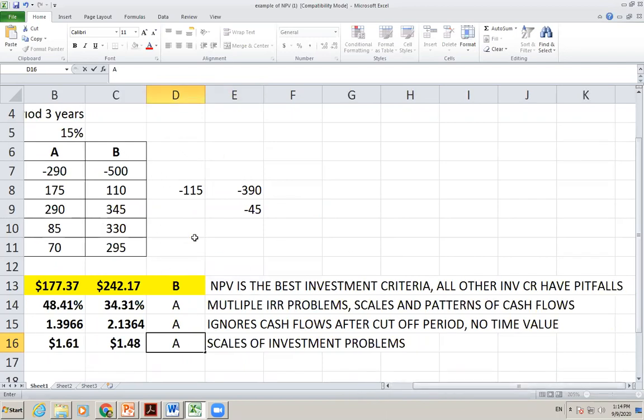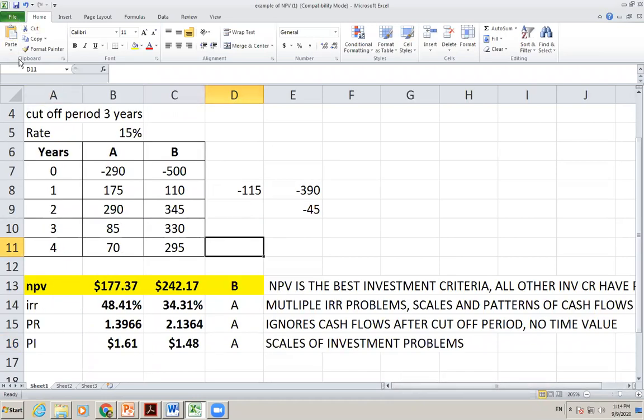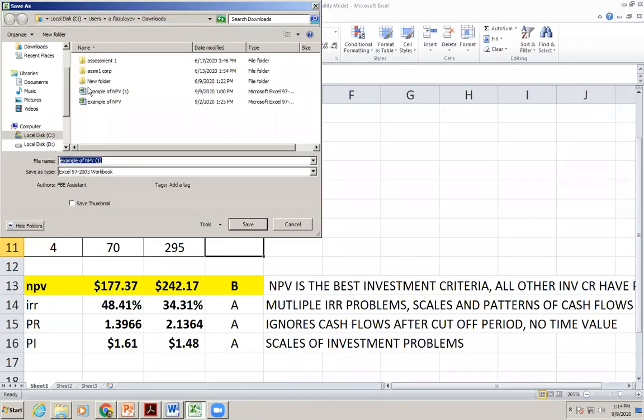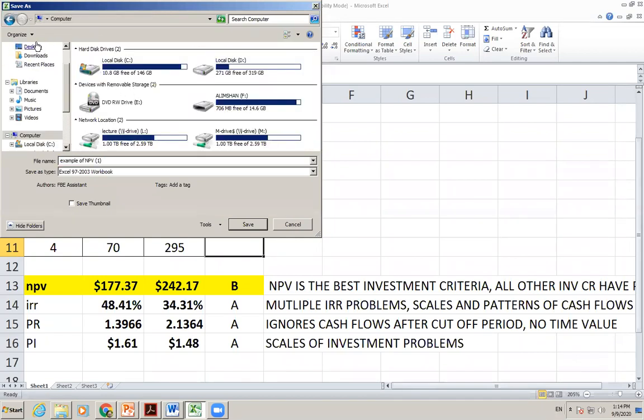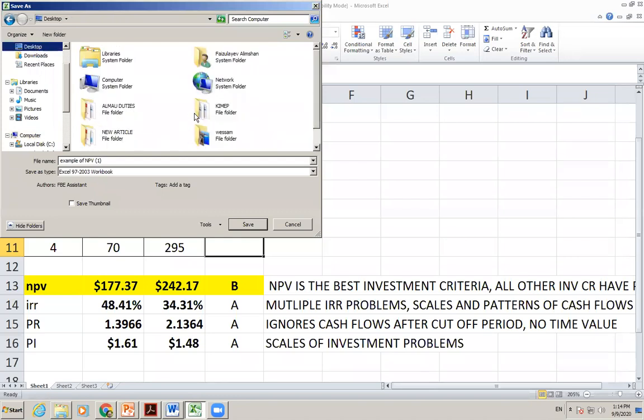This Excel file will be uploaded to the Moodle, okay? I'm gonna save it. Let me just save it again, because there is some issue related to that.